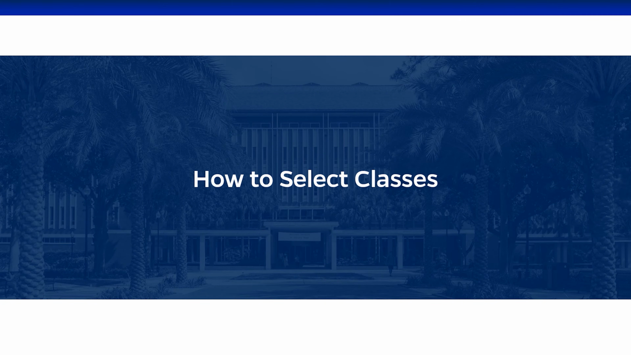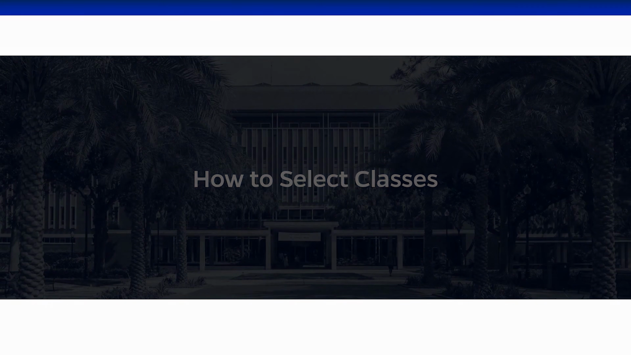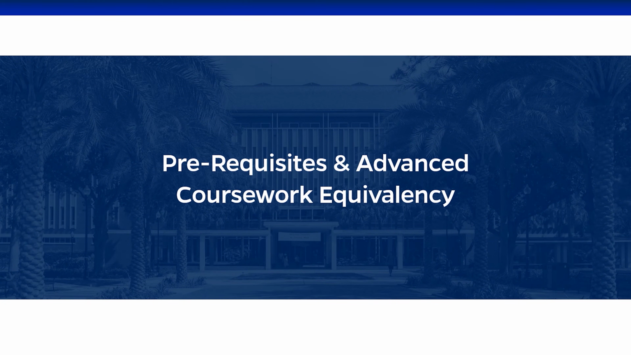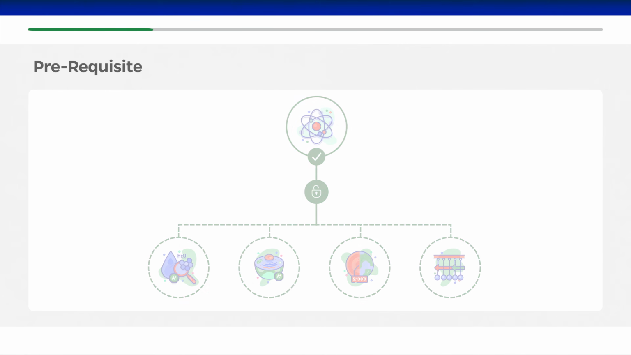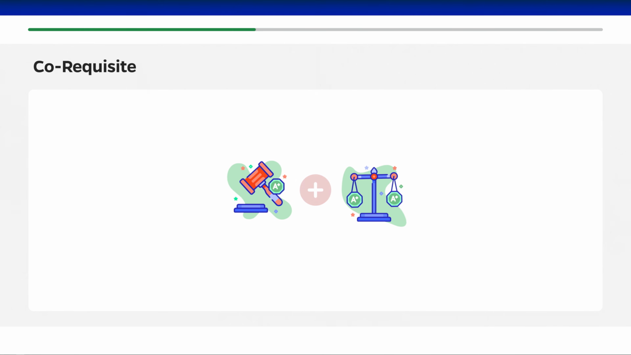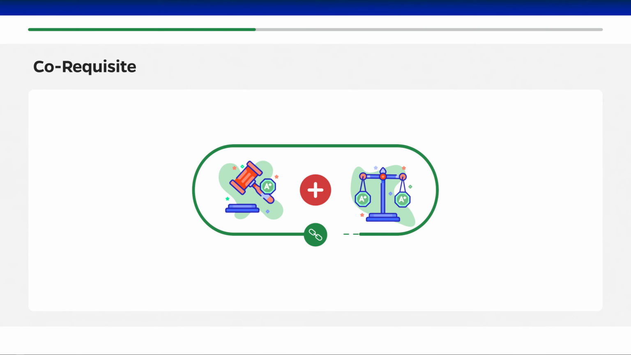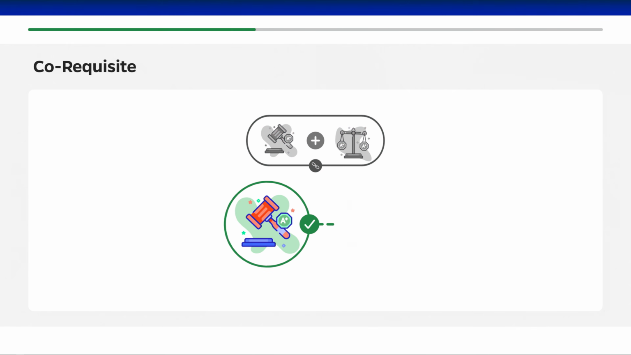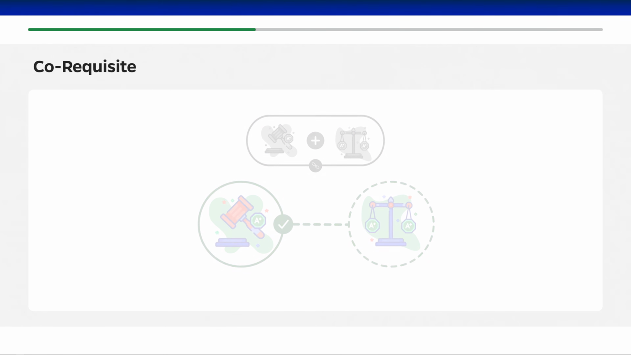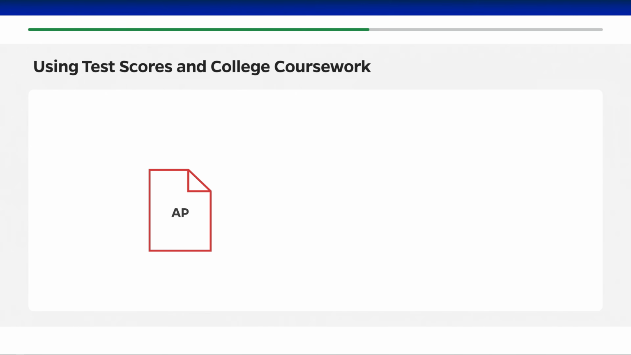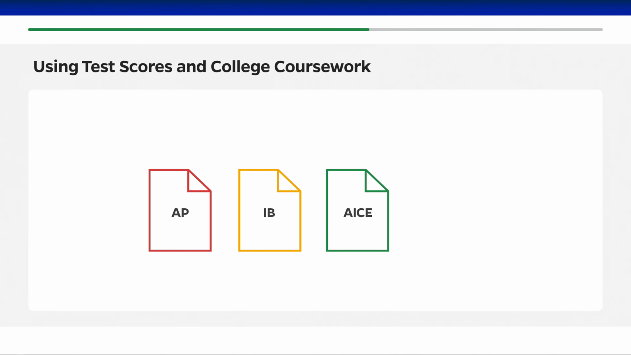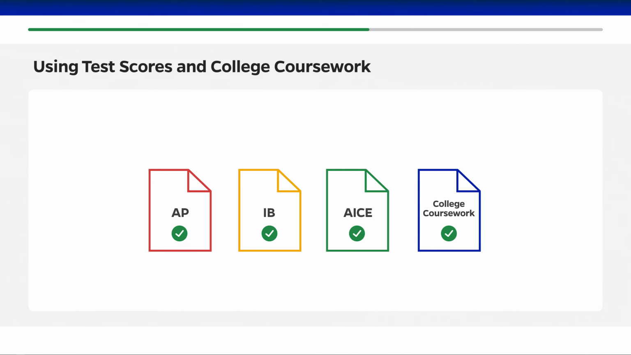Now that you have a better approach to picking your classes, let's go over prerequisites and AP course equivalencies. A prerequisite is a course that must be taken before the requested course. A co-requisite is a course that must be taken at the same time as the requested course or can be completed prior to it. AP, IB, ACE scores, or other college coursework will count towards prerequisites as long as they are passing.